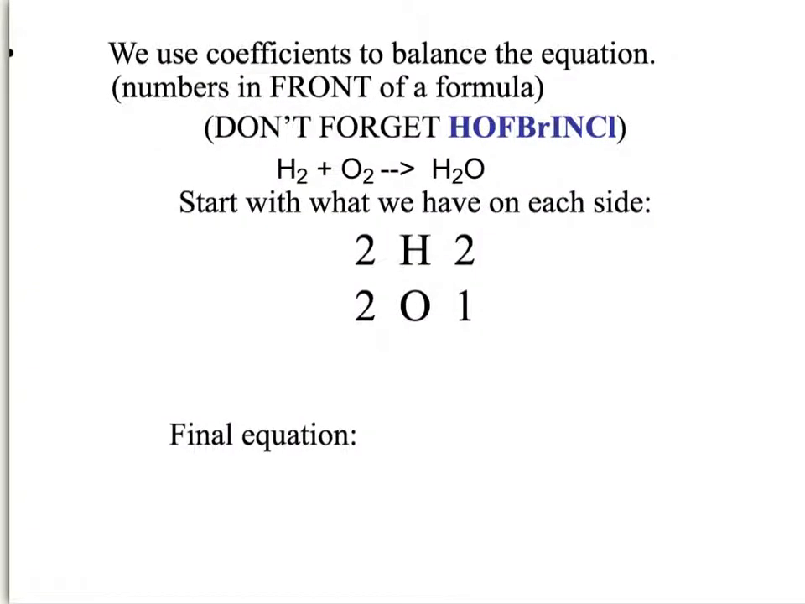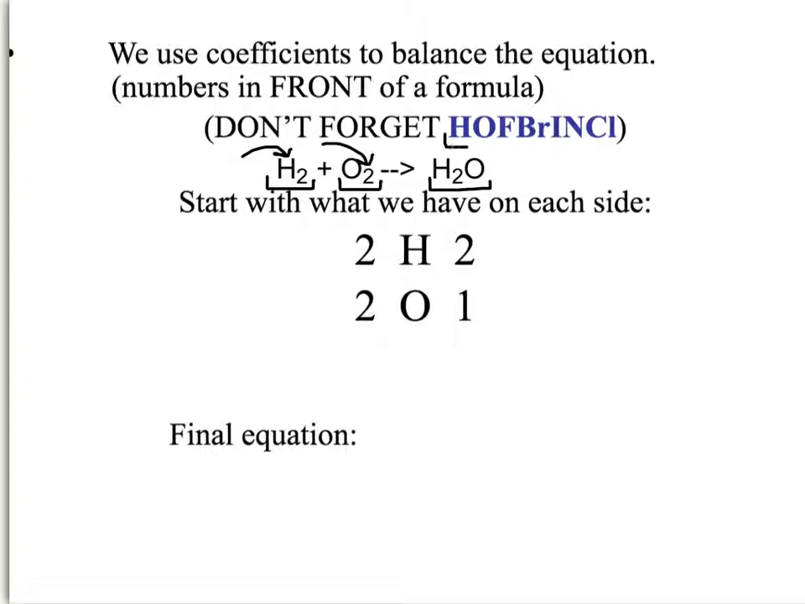Alright, so let's take a look at balancing an equation. This is the simple equation for the formation of water. We have hydrogen gas and oxygen gas combining to make water. Now the reason that we have to write the H with a 2 here and the O with a 2 here is because that's how they're found in nature.